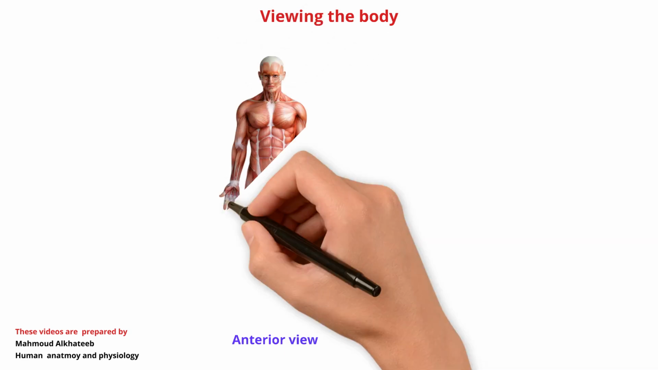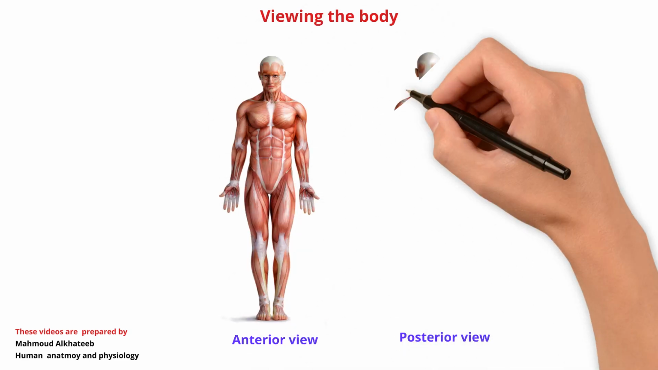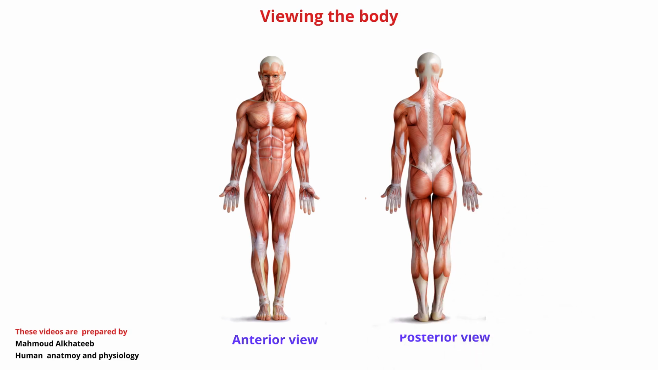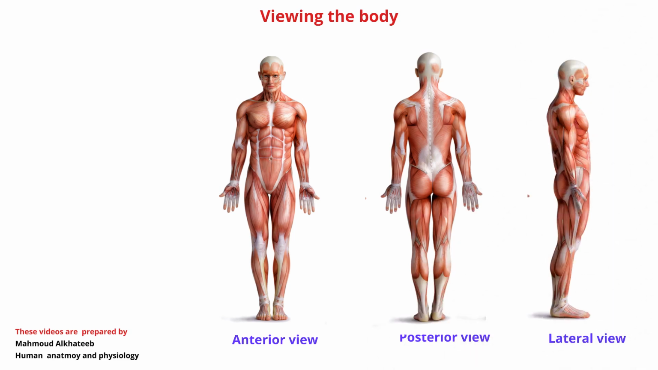In anatomy, we can observe the body from different perspectives to better understand its structure. These views include anterior, which shows the front of the body, posterior, which provides a look at the back of the body, and lateral, which allows us to observe the body from the side.